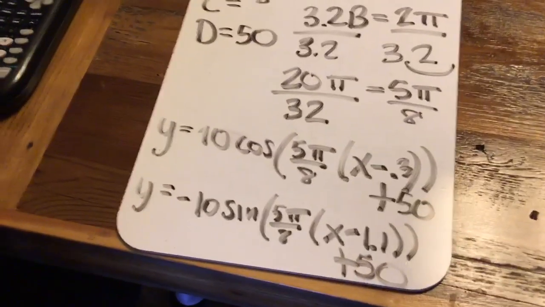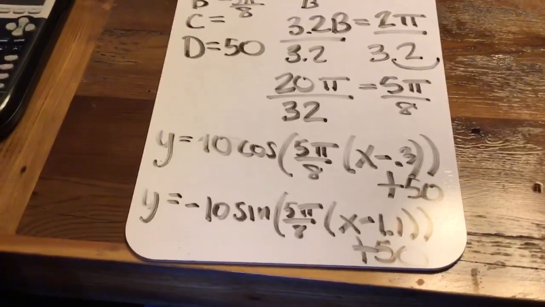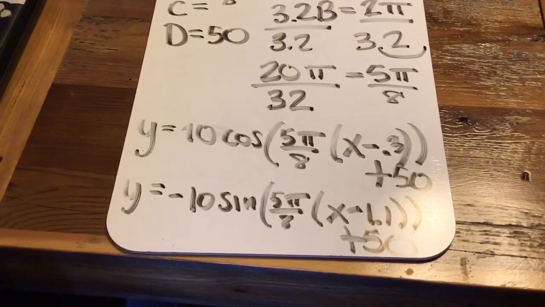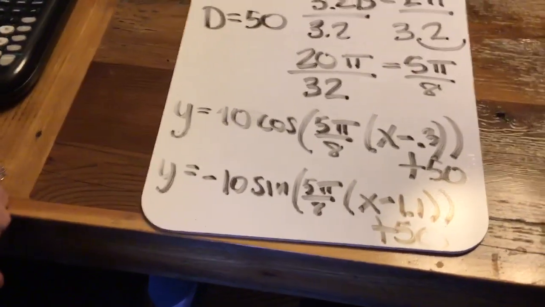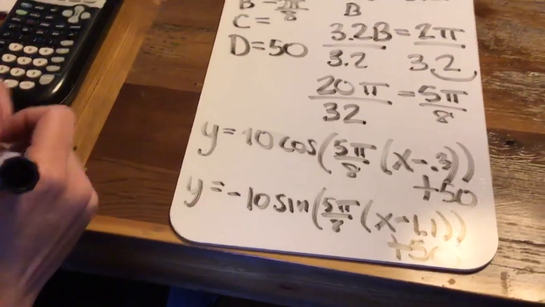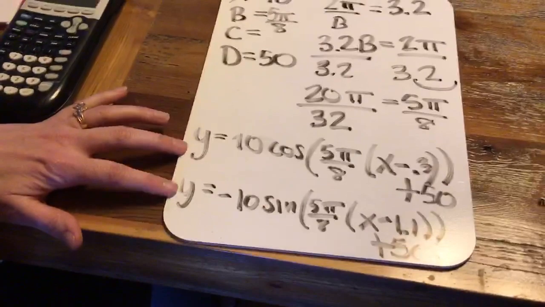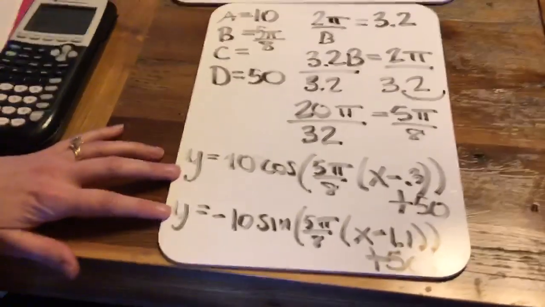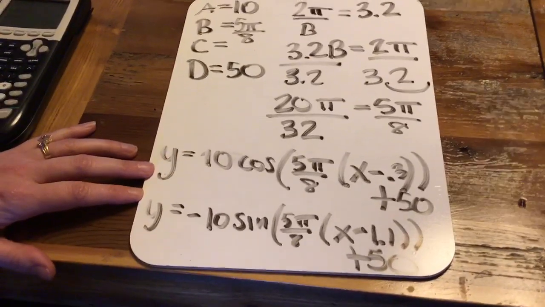Okay, and then the question asks us to find out for 17.2 seconds. So that means you're going to have to plug in 17.2 for your x's. Please remember that you are in radians, so your calculator needs to stay in radians in order to get the correct answer. And when you do that, the answer becomes 48.05 meters.